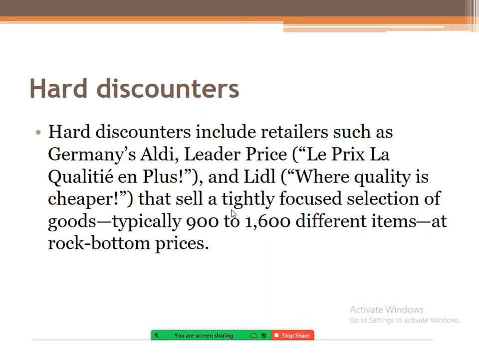Okay, hard discounters include retailers such as Germany's Aldi, then Leader Price, that offer a tightly focused selection of goods, typically 900 to 1,600 different items, at rock bottom prices. Starting in 1976, Aldi began operating a few stores each year in the United States. The stores have a relatively small footprint, that is, 17,500 square feet of floor space is typical.